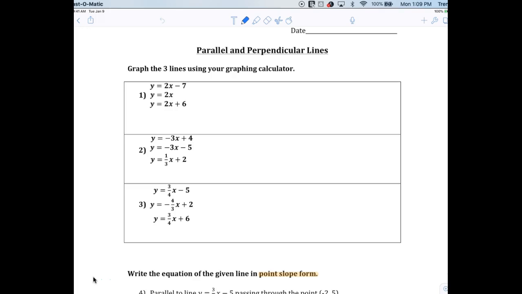So now you're supposed to look at the slopes. The first 2 are what? Parallel. The first 2 are parallel. This is the perpendicular.